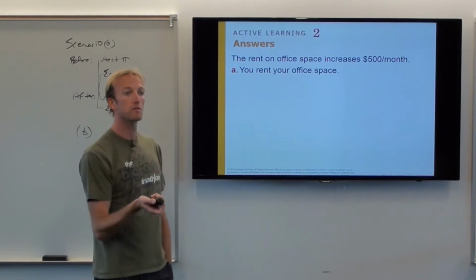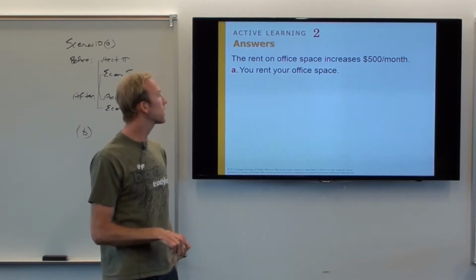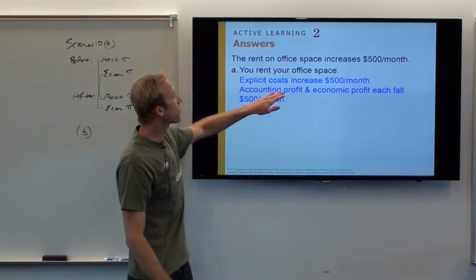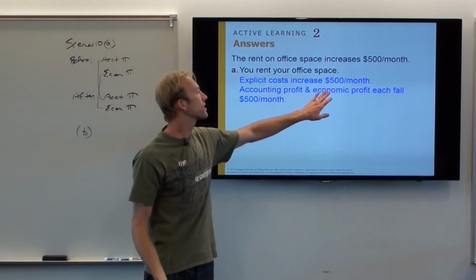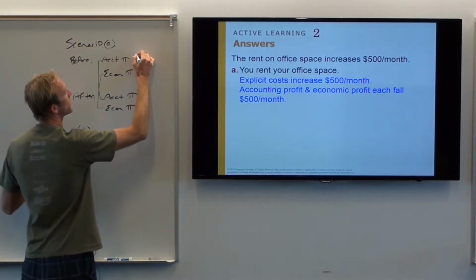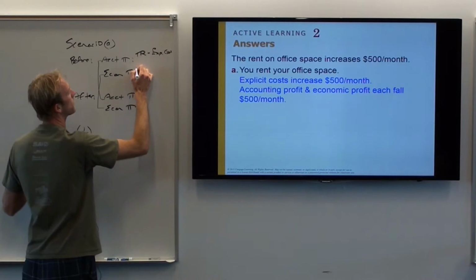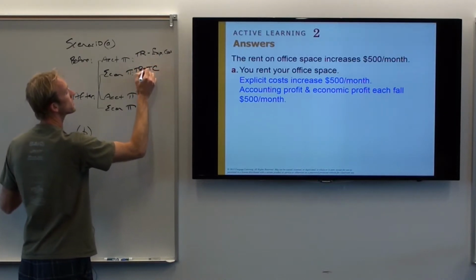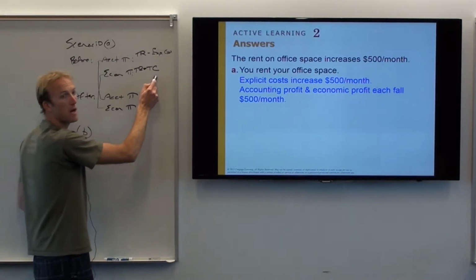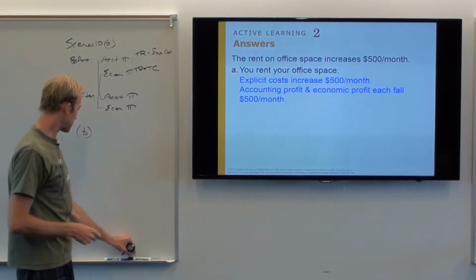Your costs will go up $500 a month, which means your profit goes down $500 a month. Okay? So your explicit costs increase $500 a month. That means that your accounting profit goes down $500 per month, and your economic profit goes down $500 per month. Why? Because remember, accounting profit is just total revenue minus the explicit costs, and economic profit is total revenue minus total costs. So in both of these situations, these are both going up $500 a month. So your accounting profit is going down $500 a month. That make sense? Okay.